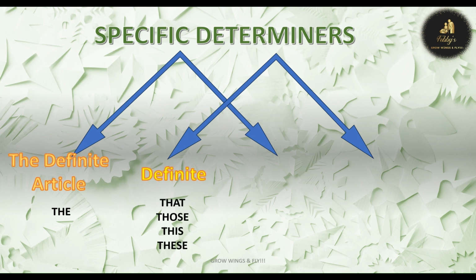Do not confuse the definite article with the definite determiners. Definite determiners are that, those, this, and these. They are very specific in pointing out something. Example, those shoes, or these bangles. The next one is interrogative determiners. They ask questions. They are what, which, whose.